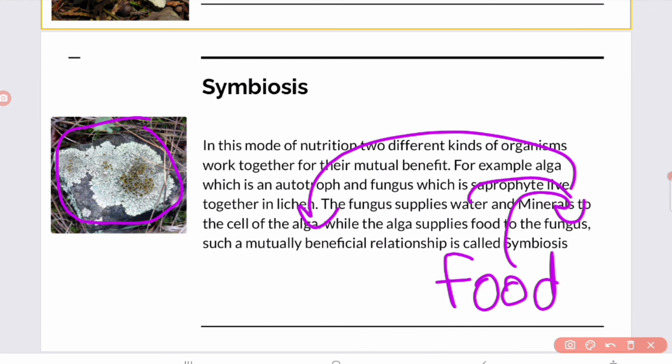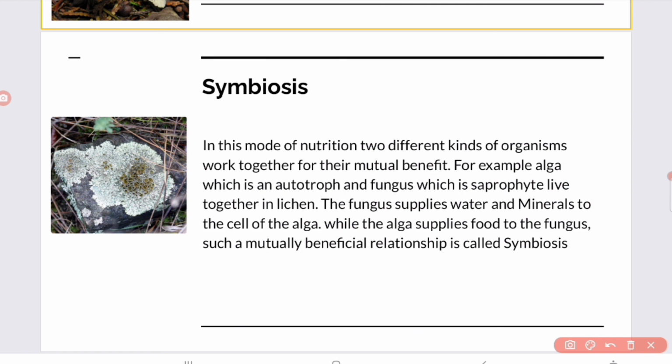So let's take a recap of what we learned in this whole chapter.